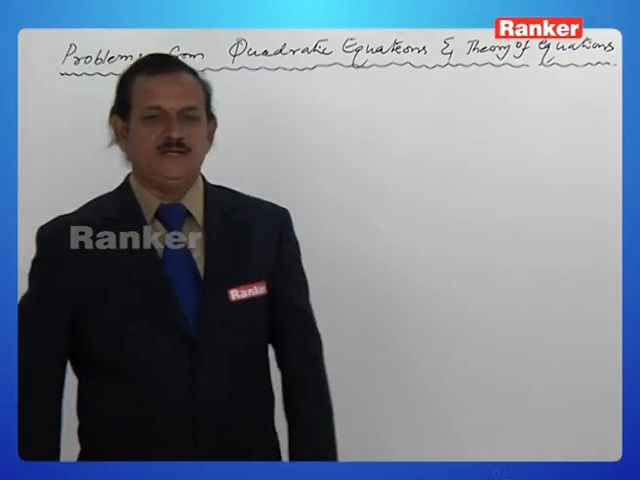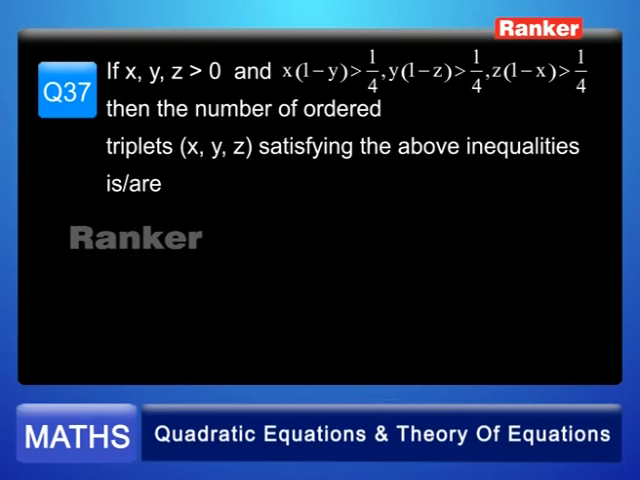The next question is: x, y and z are positive numbers and x into 1 minus y is greater than 1 by 4, y into 1 minus z is greater than 1 by 4, z into 1 minus x is also greater than 1 by 4. Then the number of ordered triplets x, y, z satisfying the above inequalities is R. Option A is 1, only one triplet. Option B is 2. There are 2 triplets. Option C is 3. Option D is 0. That is, there might be no triplets at all satisfying those inequalities.